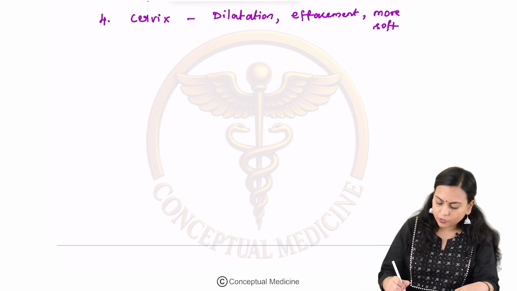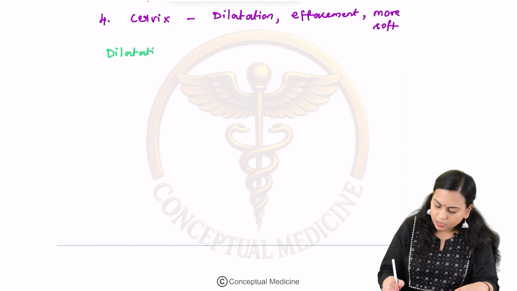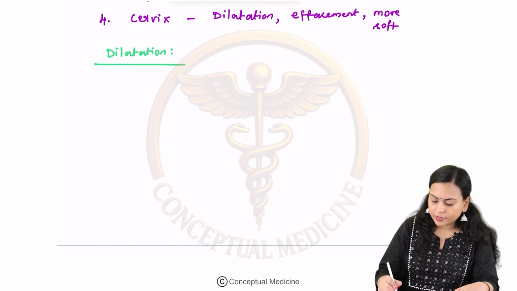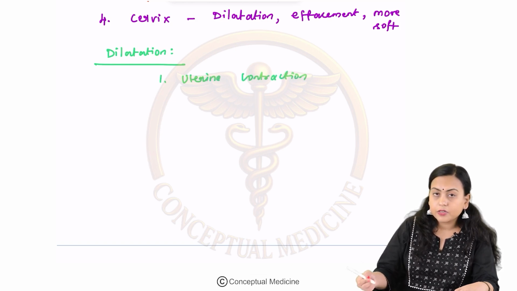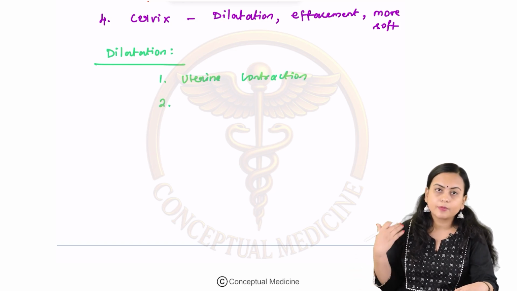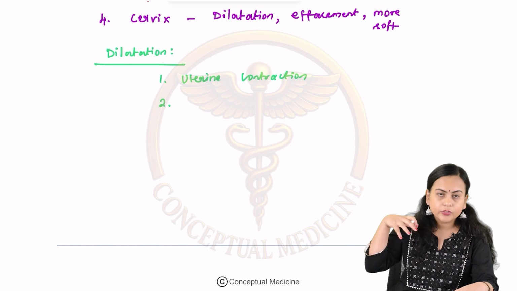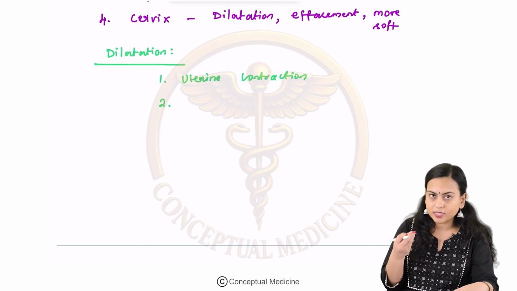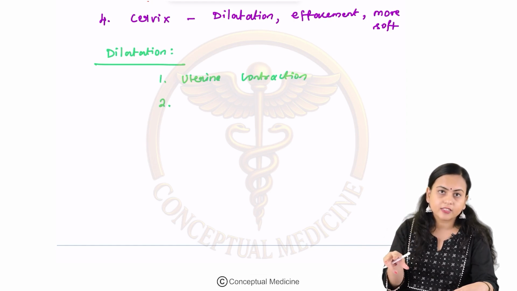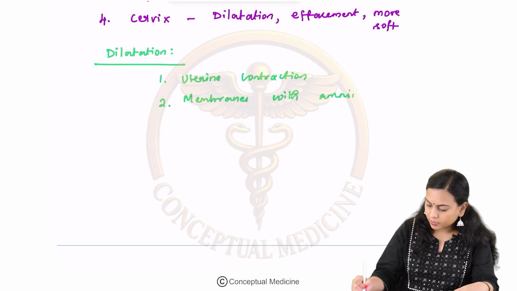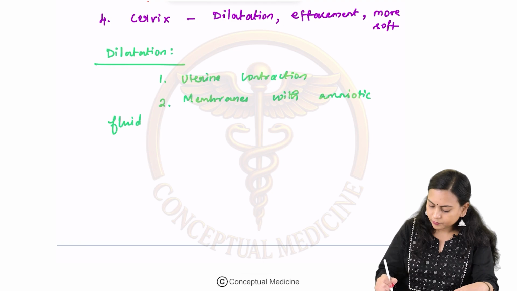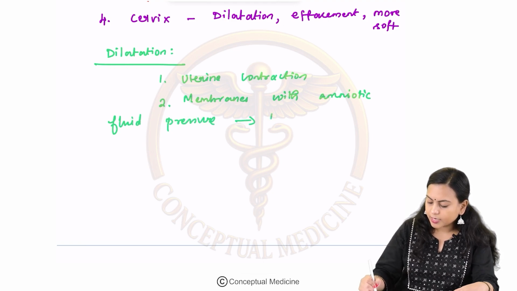Okay, first we will see about dilatation. The important cause of dilatation is uterine contraction. Okay, and when uterine contraction is happening, what is going to happen? We have the membranes with the amniotic fluid surrounding the fetus. So that is also going to descend and it will be coming into the cervix. Okay, so basically the pressure that is provided by the amniotic fluid is also going to dilate the cervix. Can you understand? So it is the membranes with amniotic fluid pressure that is dilating the cervix.